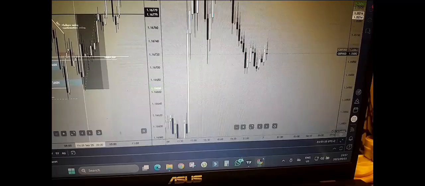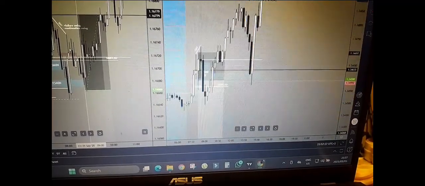So price expanded, retraced into a 15-minute bullish change in state, and then into a 15-minute bullish FVG, and then price just skyrocketed after that.